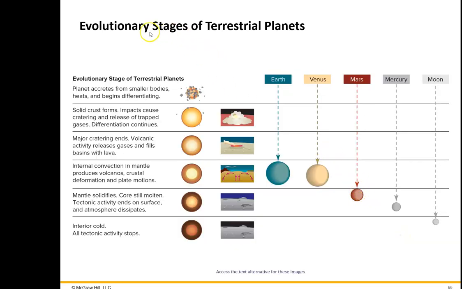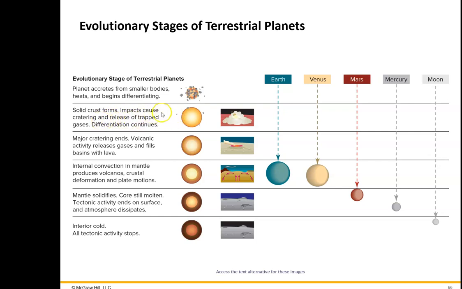All right, so let's look at the evolution of the different planets. The planet accretes from smaller bodies, generally called planetesimals. Solid forms from the impact.